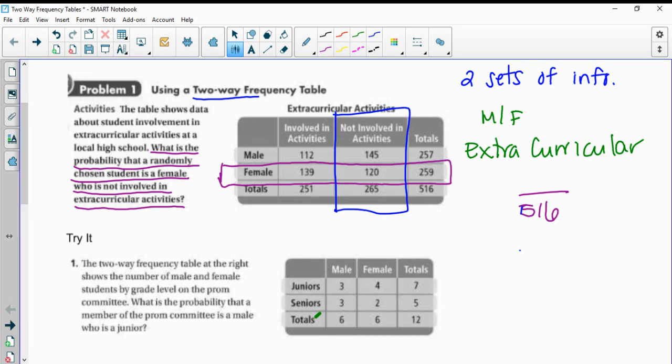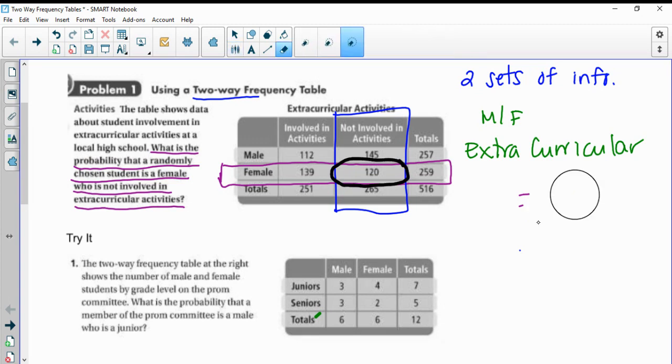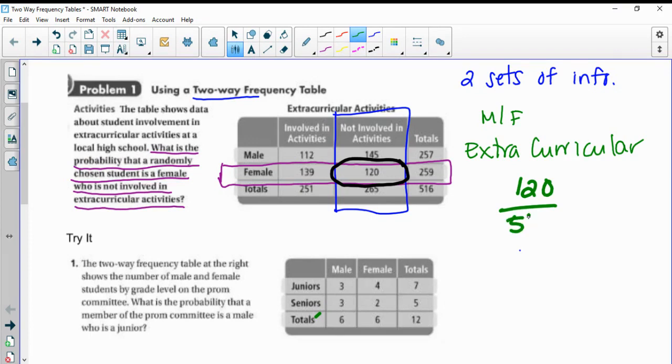And the place where those two things come together is the thing we're looking for. So we're actually looking at this number right here, 120. That is the people that fall in the female group, and also fall in the not involved in extracurricular activities group. So our answer is going to be 120 out of 516. Both of those are even numbers, so at the very least you can divide them by 2 to reduce your fraction.